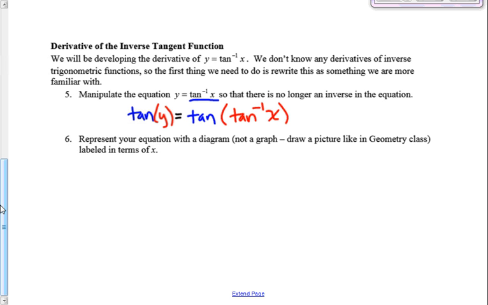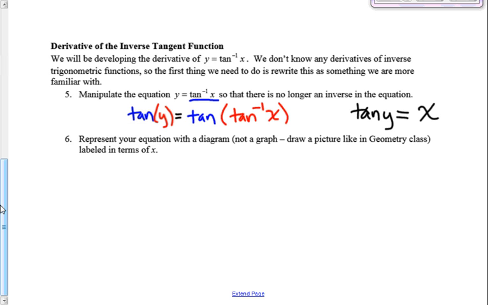And when I simplify this even further, I still have tangent of y on the left, and that will be equal to the tangent of the tangent inverse of x, and using the property we had in number 3 above, we know that that's just x.